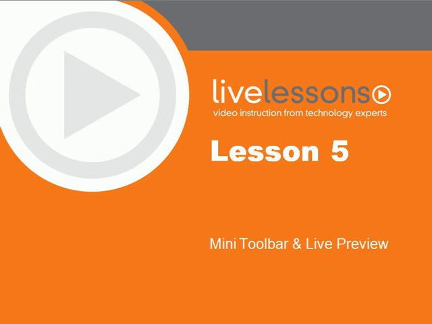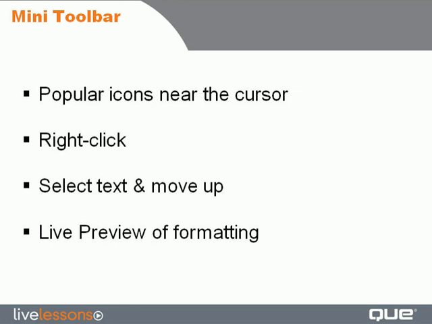Lesson 5, the Mini Toolbar and Live Preview. Well, as we're taking a look at the new elements in the Excel 2007 user interface, one of the cool elements is something called the Mini Toolbar. This puts popular icons right near the mouse cursor. I'll show you how to get there with either a right click or selecting some text and moving up. We'll also take a look at a feature called Live Preview, which allows you to see formatting before you apply it.